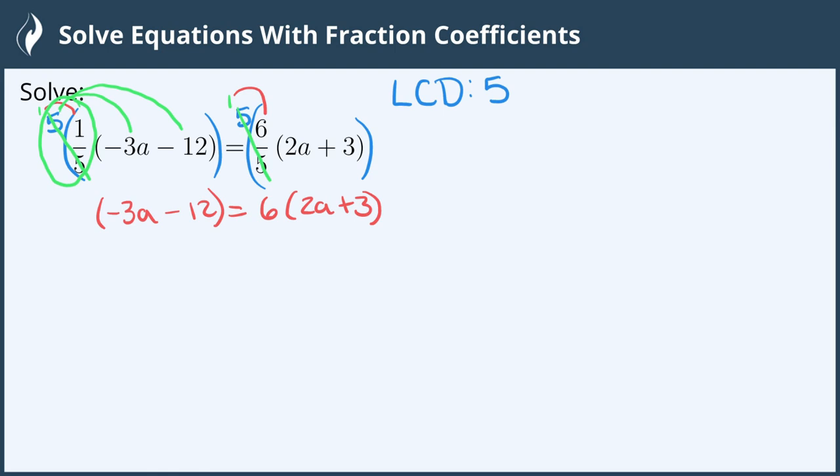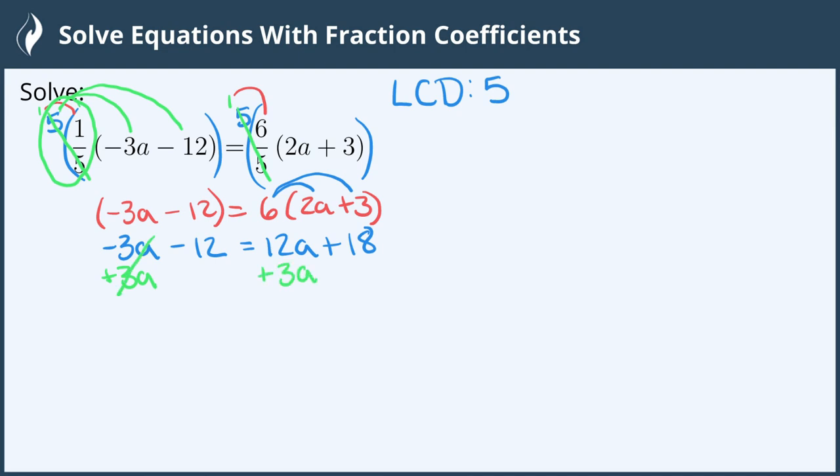Now that we've simplified that, we can go ahead and do the distributive property on the right-hand side, which gives us 12a plus 18. And on the left-hand side, 1 times that quantity was just this quantity, so we can just drop off the parentheses. Now we need to combine all of the variables on one side of the equation, and I'm going to go ahead and add 3a to both sides so that all of my variables go to the right-hand side.